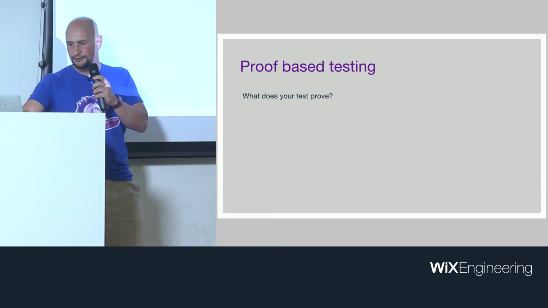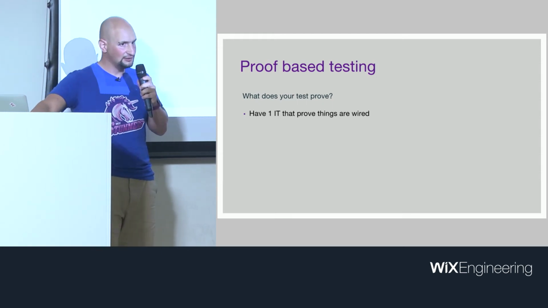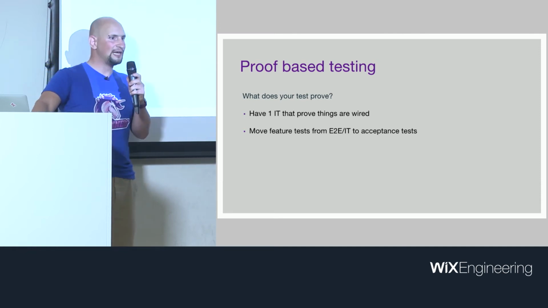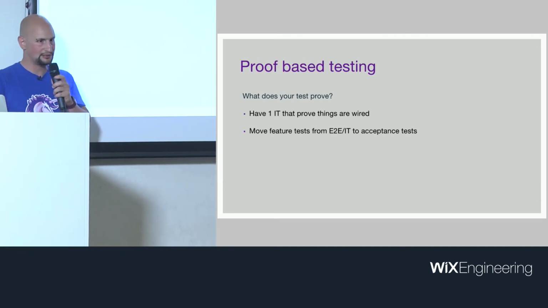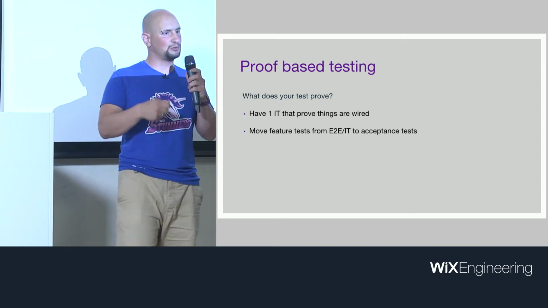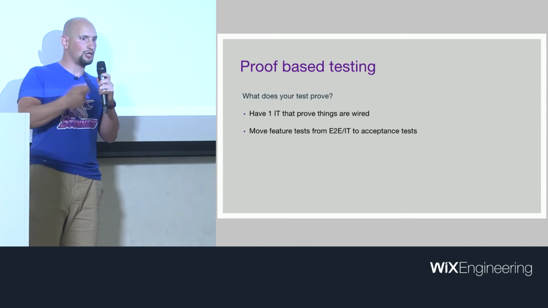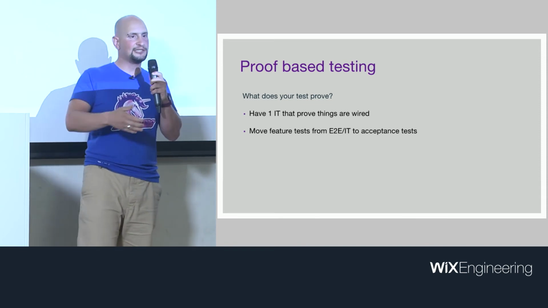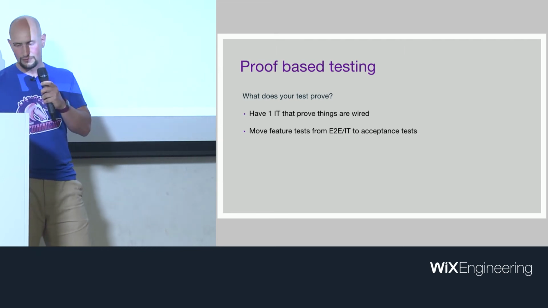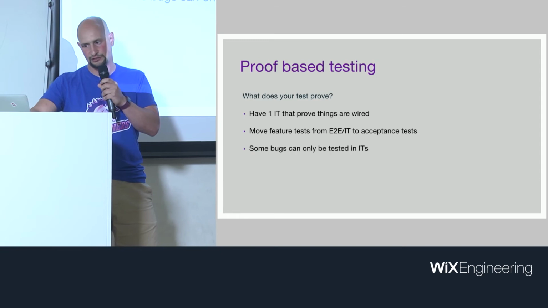So generally speaking, we have one IT that proves that things are wired, and then the rest of the features, we move from end-to-end or IT tests to acceptance tests. Why? Because we don't actually need to prove that the thing is wired. We don't need ITs to test the features. We just need feature tests that test the logic, the code, okay? In libraries or at the lower level, that's cheaper and easier to run. And we don't need to test all the features as ITs or end-to-end tests, which are very, very expensive.